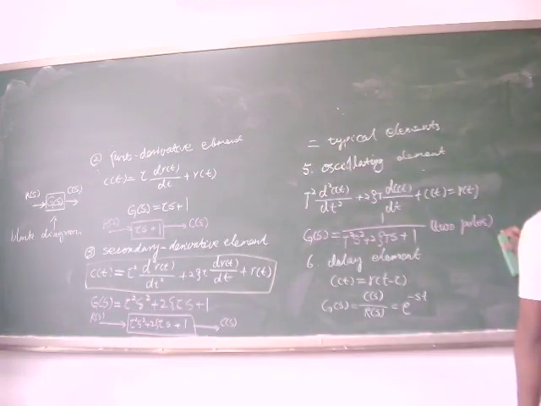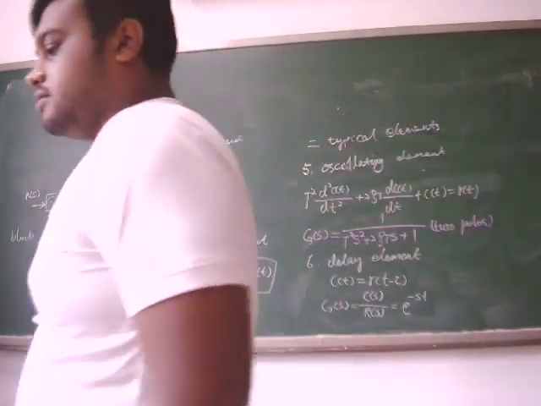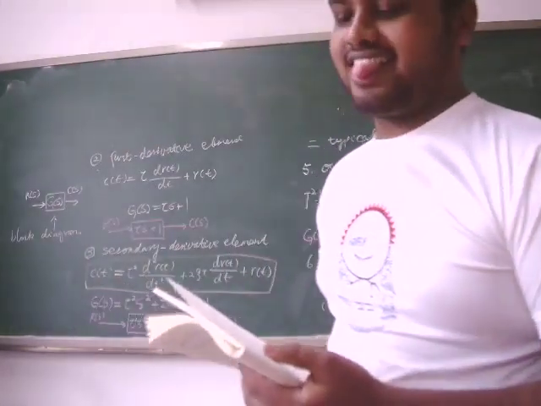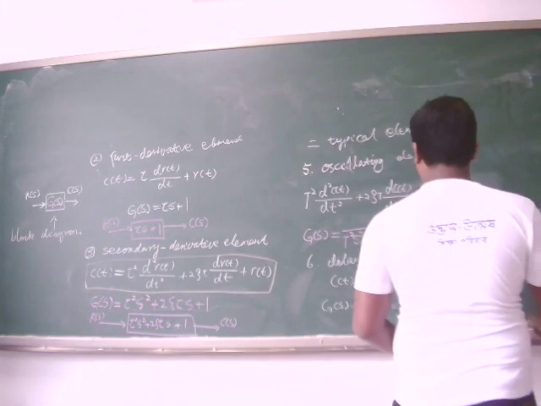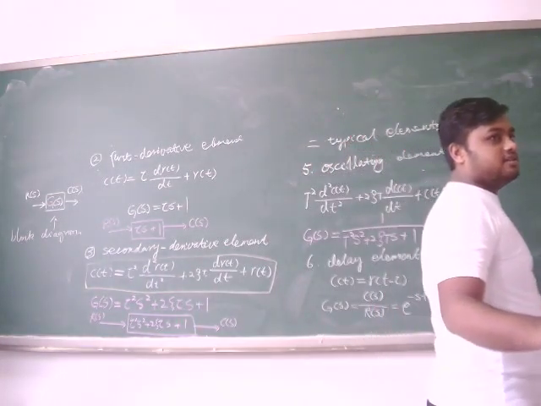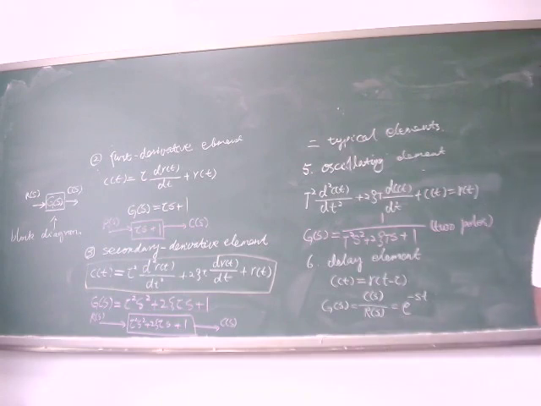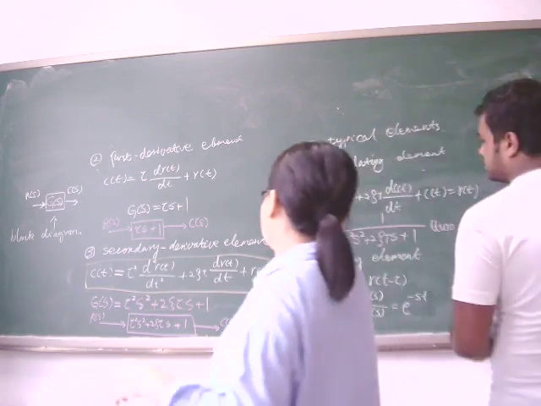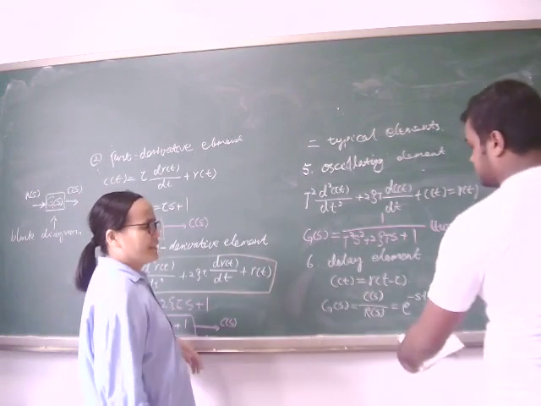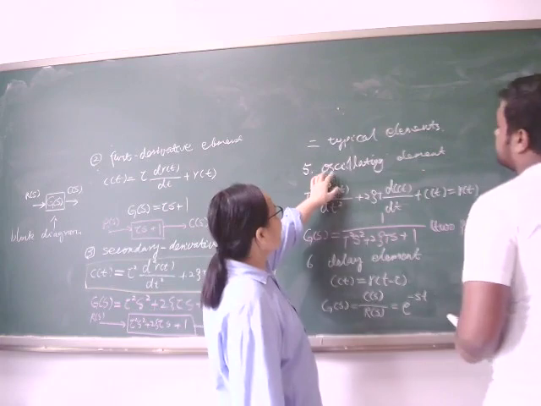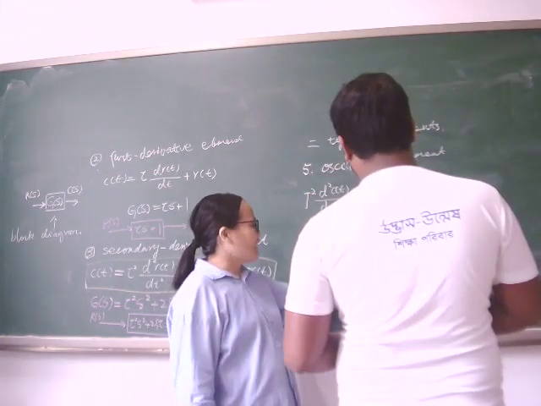Have you read all your textbook? This one? Oh, okay. The oscillating element. Oscillating. Yes, oscillating, this one. Yeah. Finish. We see. How to do it? The last block diagram, the oscillating element. Is it like this? Yes, it is. This one is the delay. We show that this is the oscillating element, and what is the delay element?